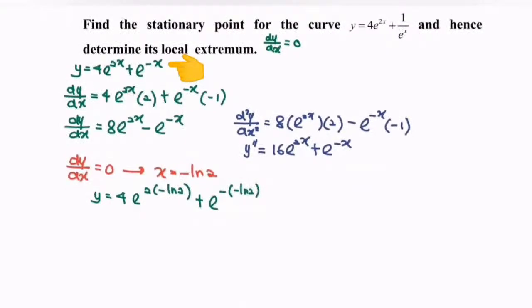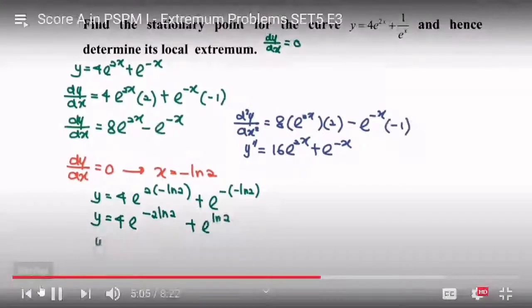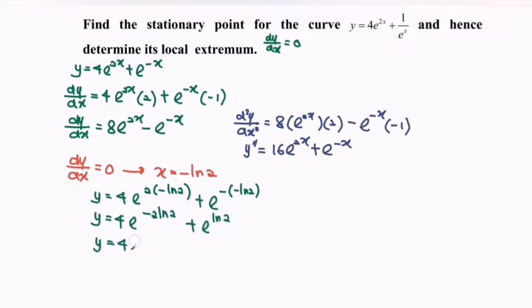Simplify the situation, and we will have y is equal to 4 exponent negative 2 ln 2, plus we have exponent ln 2. Can? So hopefully through this example you try to learn the properties, or laws, of log. These are common things in chapter 1 and chapter 2, so go and study them. So 4 exponent ln 2 to the power of negative 2, plus exponent ln 2.